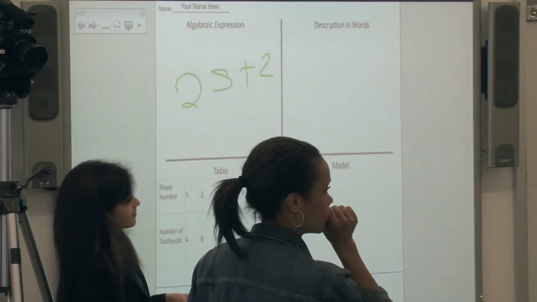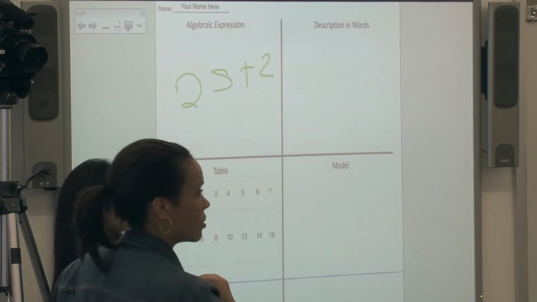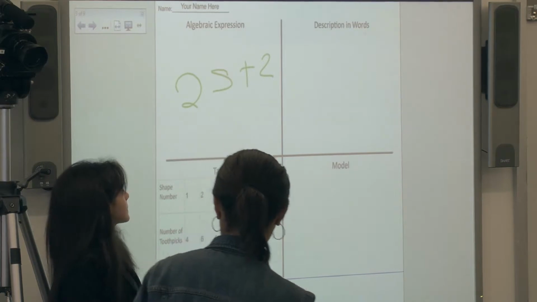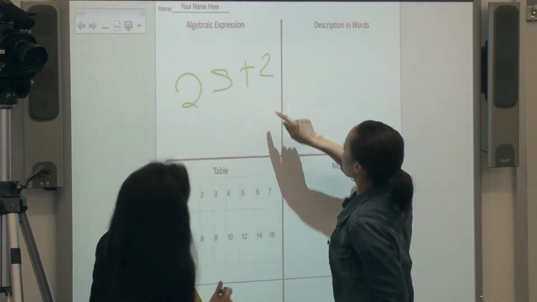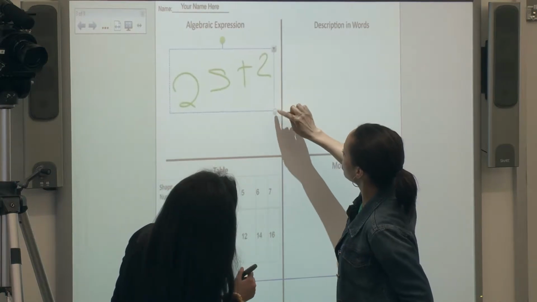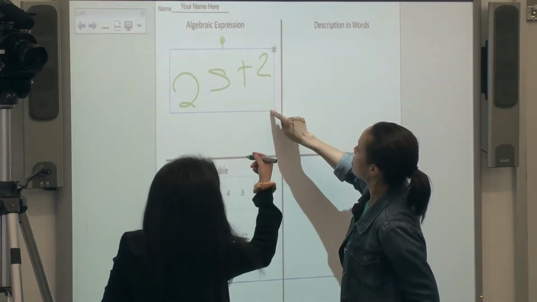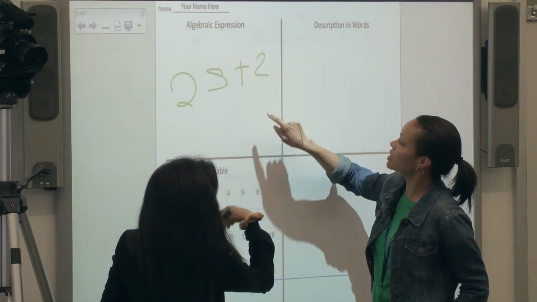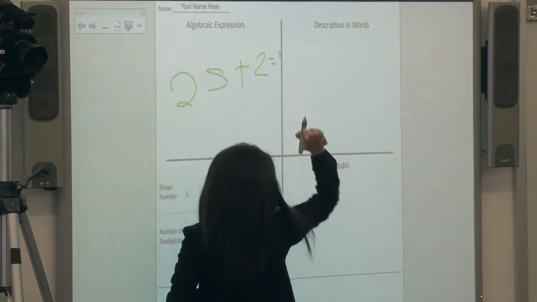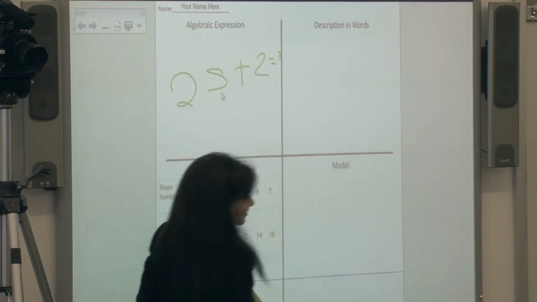If you want to put toothpicks, you can put t equals 2s plus 2. Does that make sense? Yeah. So Ronald, is that kind of what you were asking? Yeah. So if we do it like this, we can basically say equals t. And that's an equation that has an equal sign.